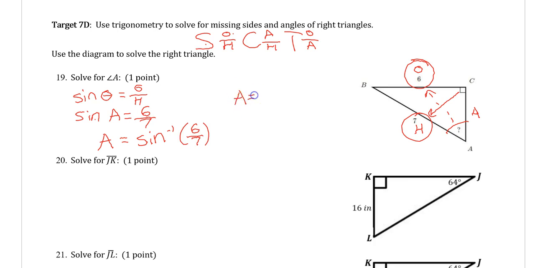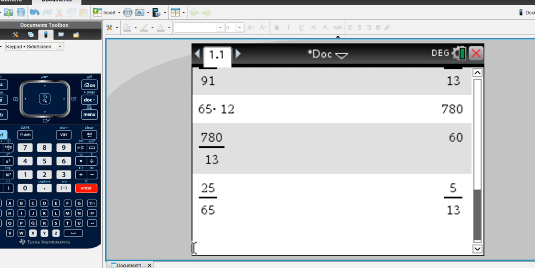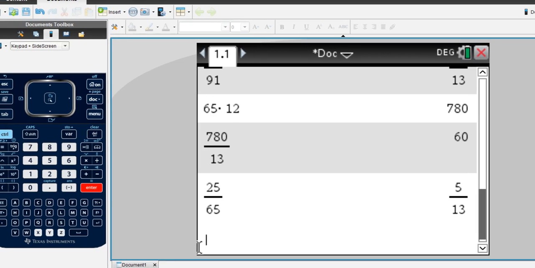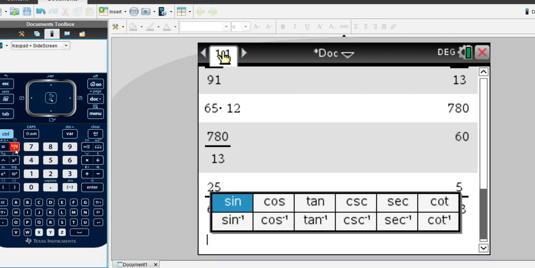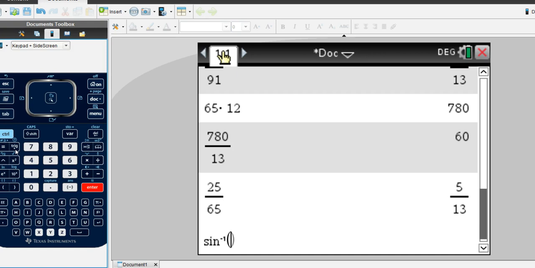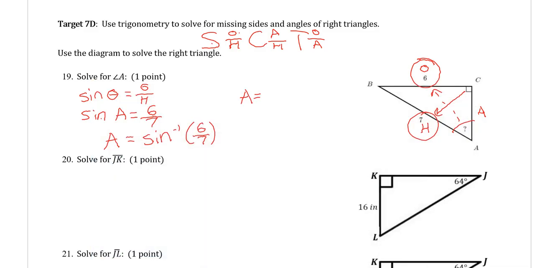Okay. So A equals, and I'm just going to type that in my calculator. I can show you how to do it here, but if you have a different calculator, hopefully you've already asked me how to do it on that calculator, because pretty much every calculator can do trig ratios. If you have a different calculator than this one, just ask how to find those. So I'm doing the inverse sine, the one with the -1, of 6 over 7. And I get 58.9. I'm just going to round that up to 59 degrees.